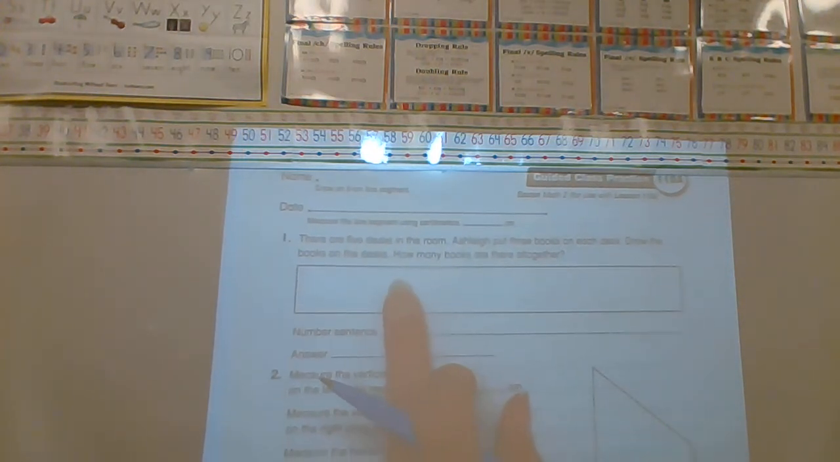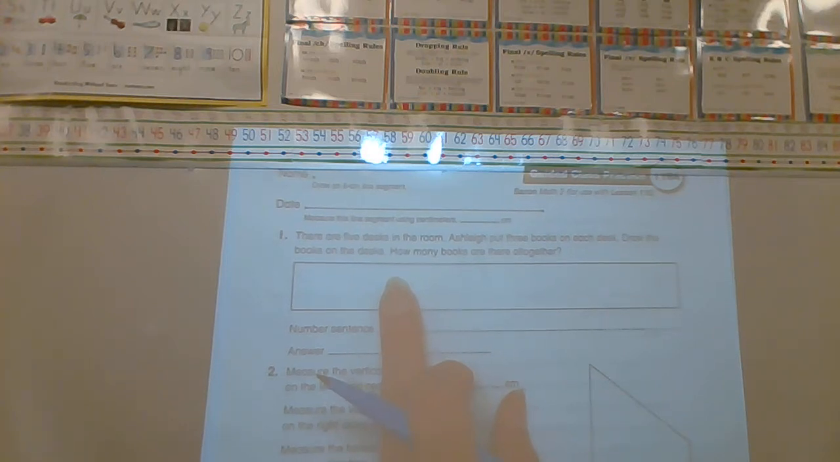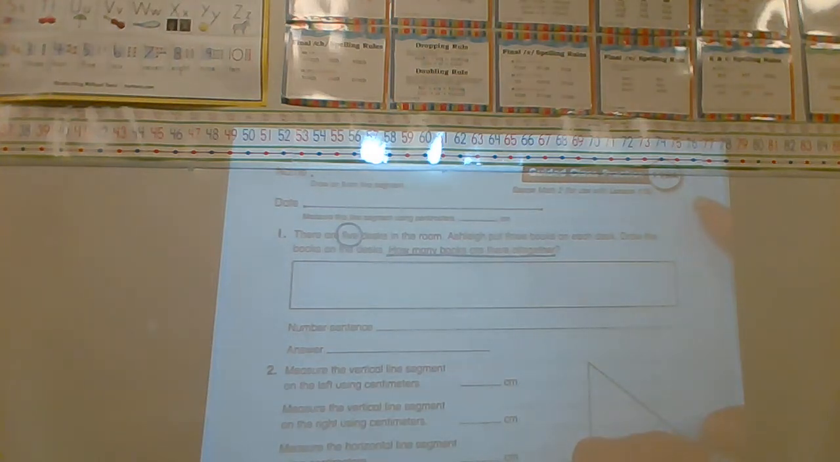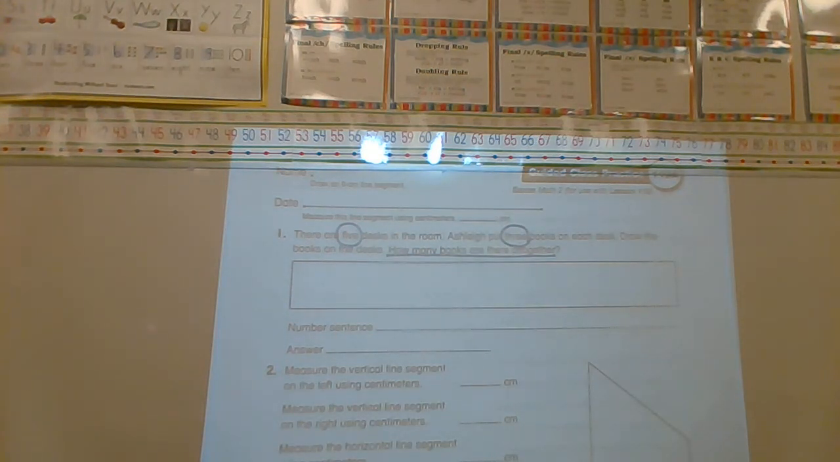Of course, there's measuring in centimeters at the top, and number 1 says there are 5 desks in the room, and Ashley put 3 books on each desk. Draw the books on the desk, and here's the question. How many books are there all together? Well, how many desks do we have? 5. And how many books on each desk? 3. So this is an equal group story, which is what? That's right, multiplication, or we're going to do it times.